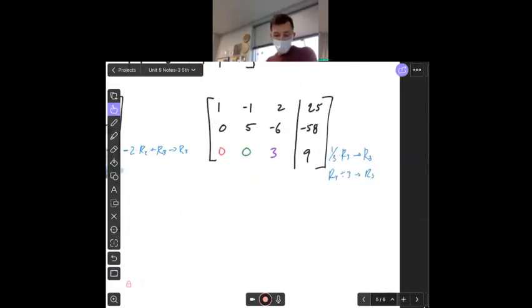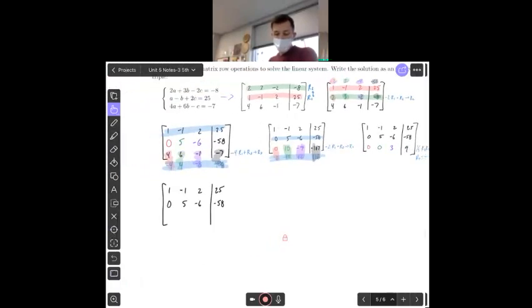And I want 1/3 of 0, which of course is 0, 1/3 of 0, which is 0, 1/3 of 3, which is 1, and 1/3 of 9, which is 3. So I got 0, 0, 1, 3 will be my new row.